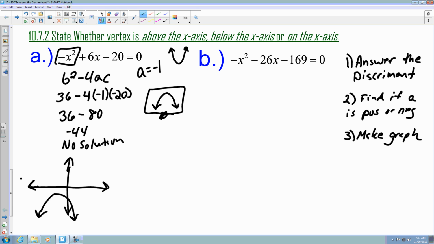As you can see, because A is negative, it's in a downward direction. We found in the discriminant that it has no solution, so it doesn't cross the x-axis. So here's our vertex, and we can conclude that the vertex is below the x-axis.